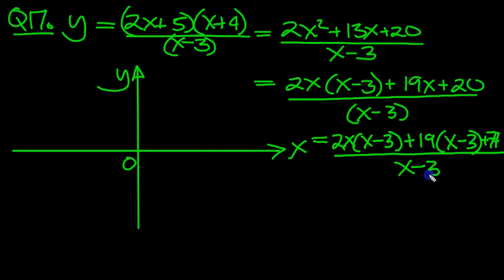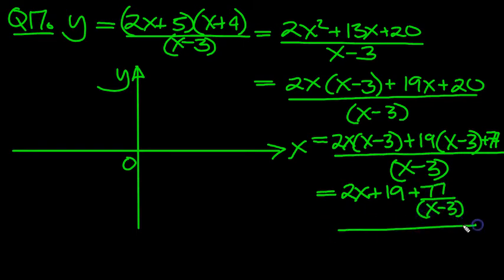Let's just double check that now. So we get our 2x squared, which is what we wanted. Minus 6x plus 19x gives us our 13x. And then the numbers, minus 57 plus 77 gives 20. So now we can split the fraction up into the 3 parts. The first part we'll just leave 2x. The middle part here we'll just leave 19. And then the latter part, the plus 77, is just left with the x minus 3 underneath. So that's what we've got then.